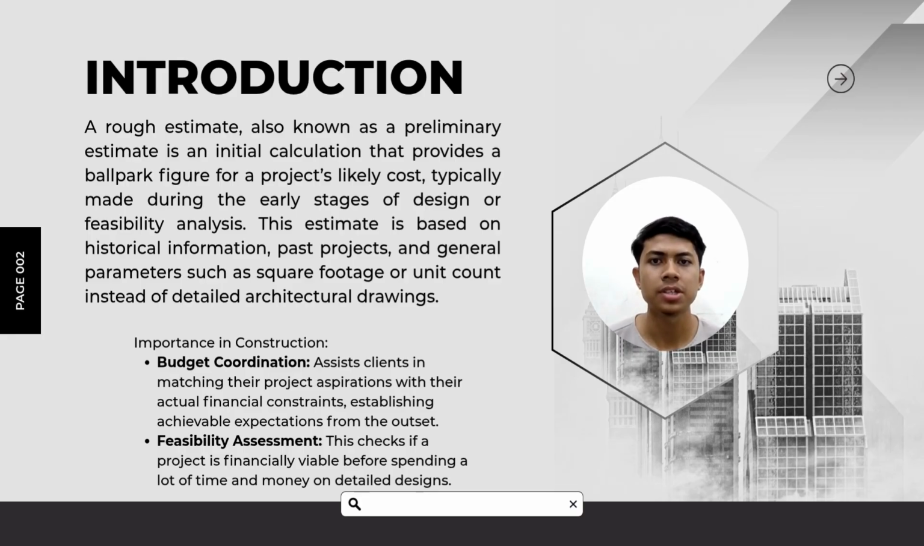Okay, first, let me explain what approximate estimating is. Approximate estimating, also known as rough estimating, is an early estimation of the expected construction cost. It is prepared before detailed drawings are available by using information from previous projects and historical cost data. This method is important because it helps clients determine whether their project is financially feasible. It also allows them to prepare an initial budget and make better decisions before investing time and money in detailed design.